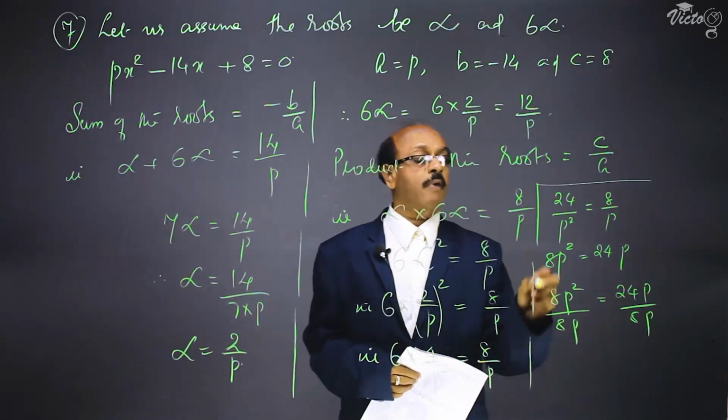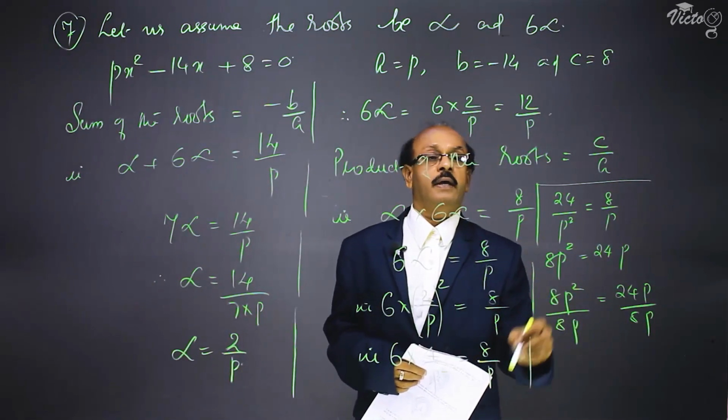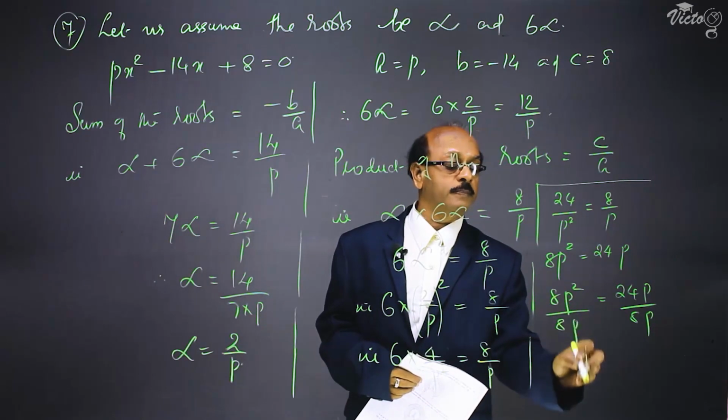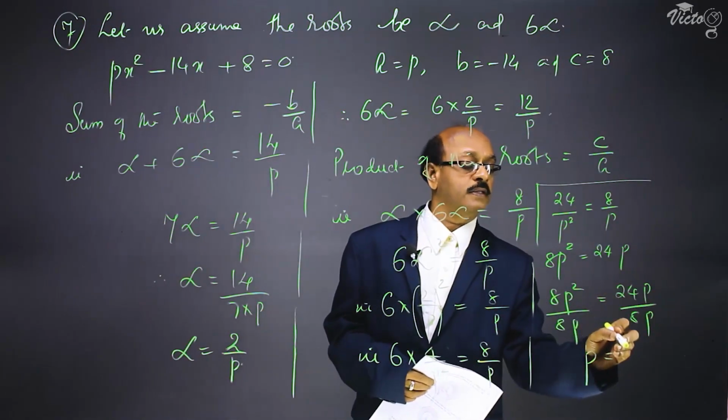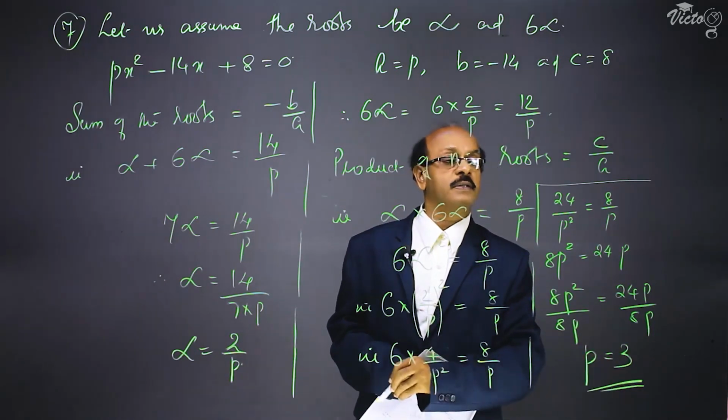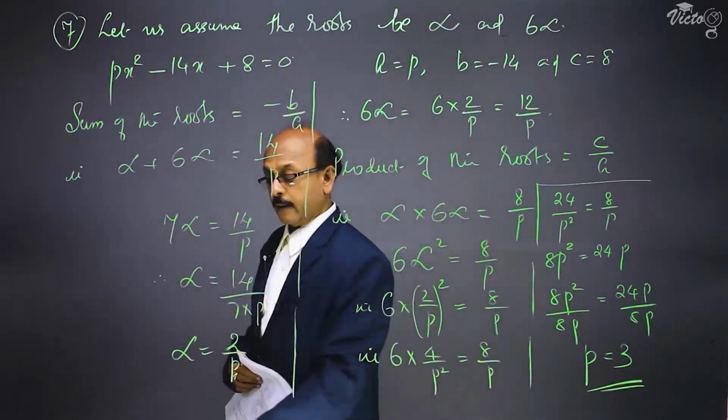We will get the value of p. 8 and 8 cancelled. P square by p is p. P and p get cancelled and 24 by 8 is equal to 3. Therefore, the value of p is equal to 3 is the answer. Okay.